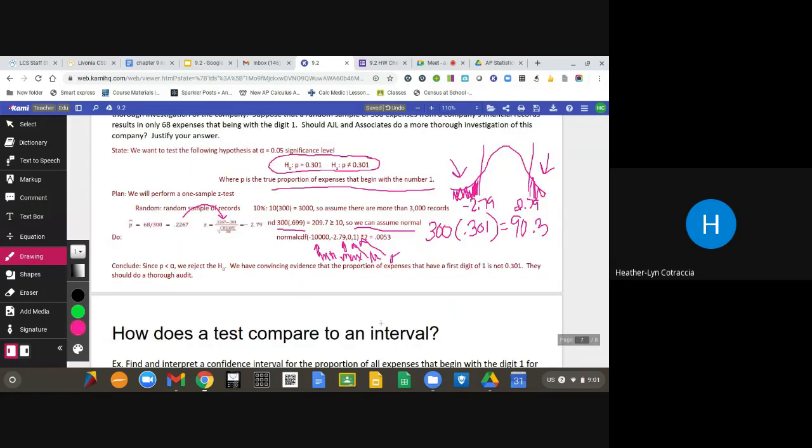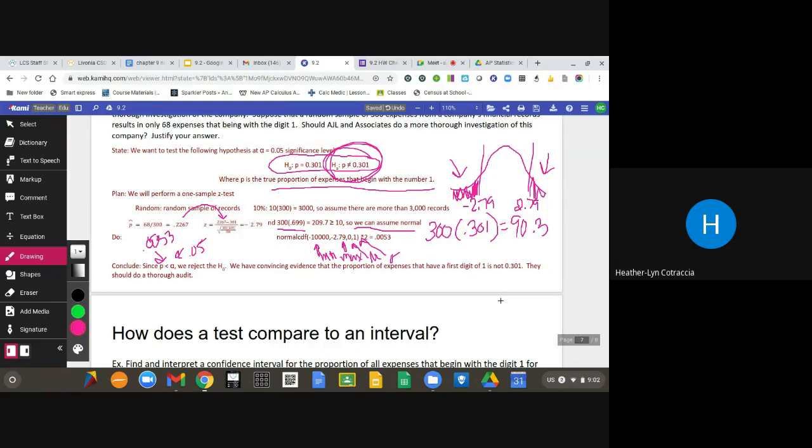Since p is less than alpha, again that p is the 0.0053 and your alpha is 0.05, so p is less than alpha. If p is small, we reject the null. So if you reject the null, that means you do have convincing evidence to support the claim that the proportion of expenses that have a first digit of 1 is not the 0.301, which means that they should do a more thorough audit.